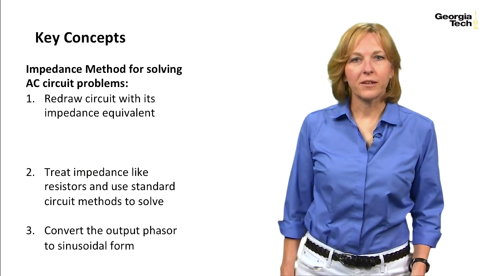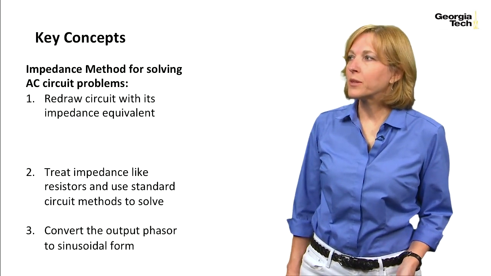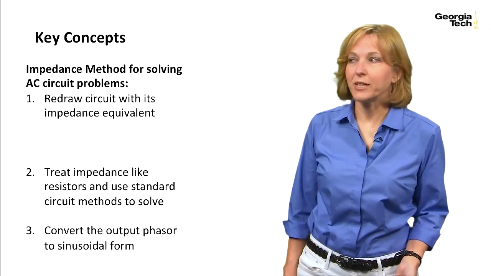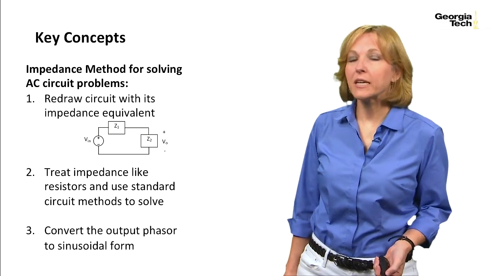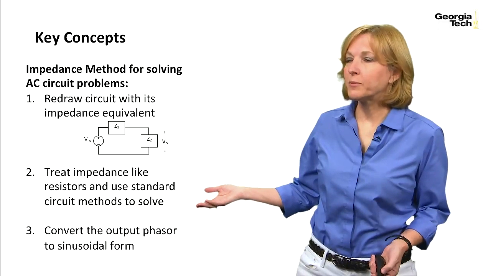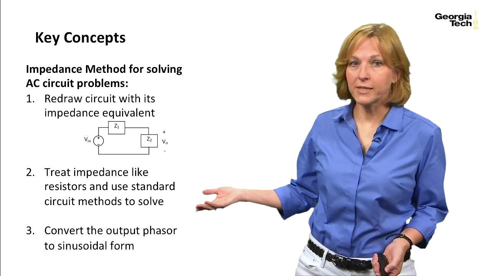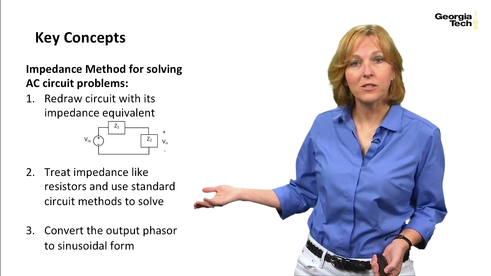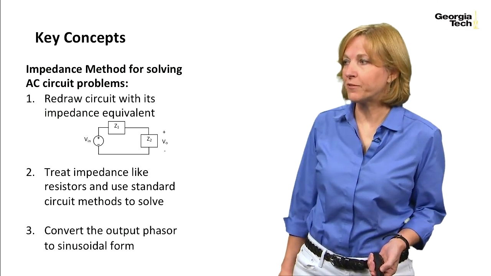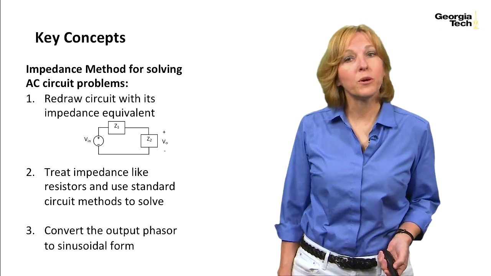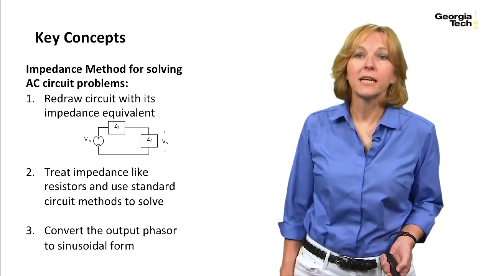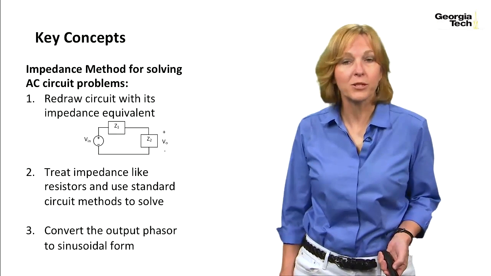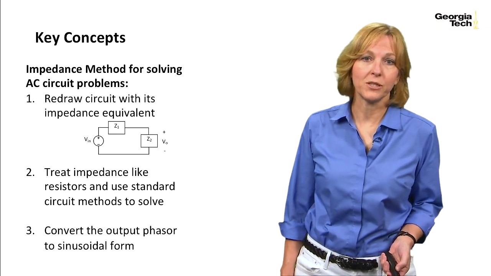To summarize, in this example we went through the impedance method and demonstrated it. The first step was to redraw the circuit with its impedance equivalent, treat the impedances as if they're resistors, and use standard circuit analysis methods to solve it, and finally convert the output phasor to sinusoidal. And what we found is that when we built that circuit and tested it, our measured values match those that we found analytically.